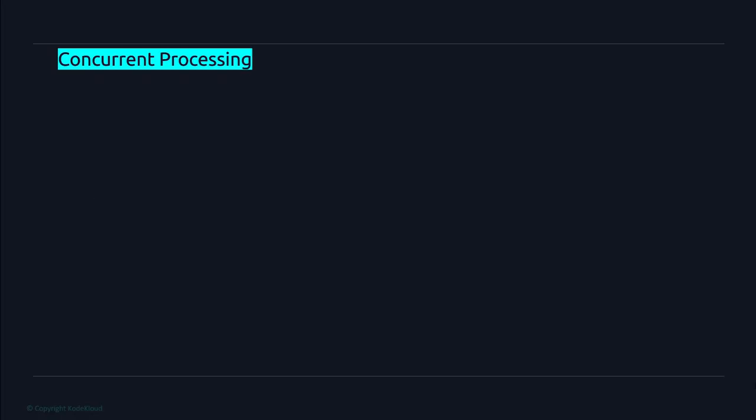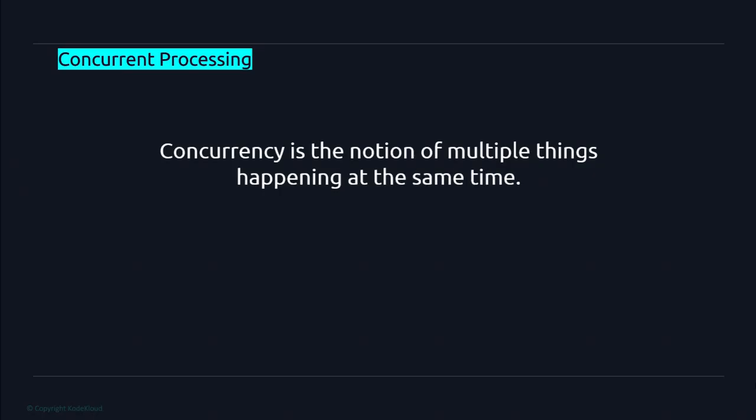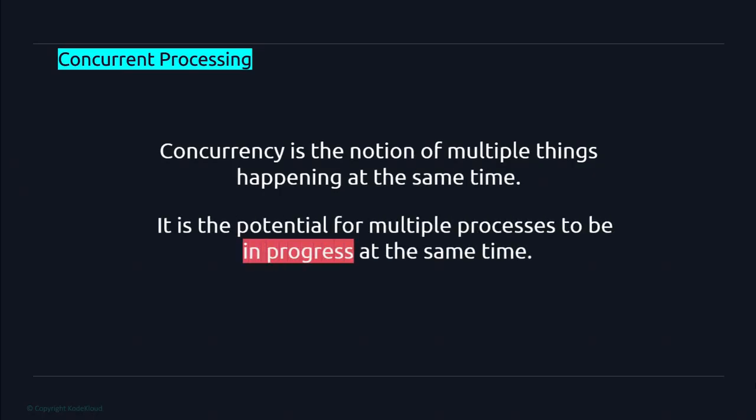Now, what is concurrency? We can say concurrency is the notion of multiple things happening at the same time. It's basically the potential for multiple processes to be in progress at the same time. We can also say that concurrency is achieved through multitasking.